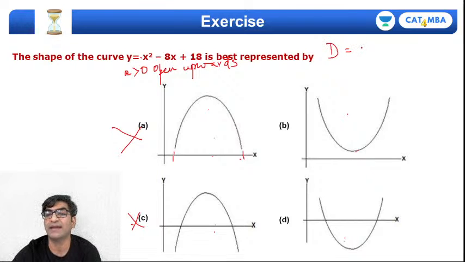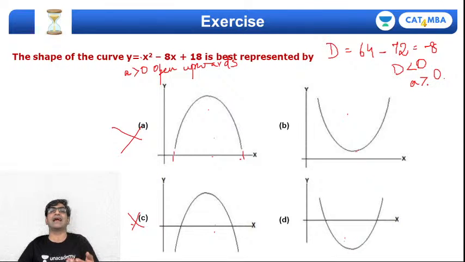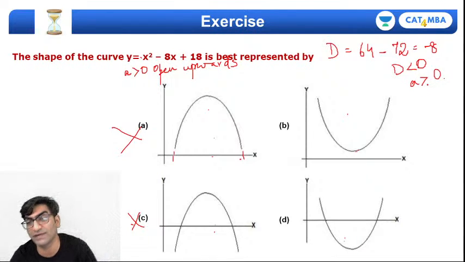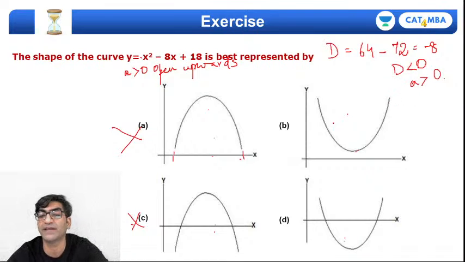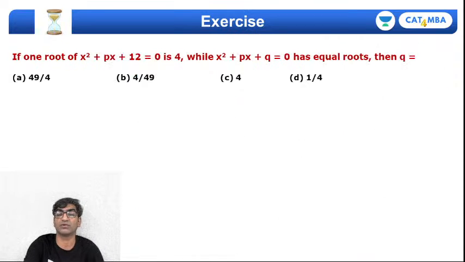Discriminant इसका क्या है? Minus 8 square, that's 64. Minus 4 into 1 into 18. 18 into 4 is 72, right? So I'm getting minus 8. And since D is negative and A is positive, I know that the curve will not intersect the x-axis. In fact, it will always lie above the x-axis. So above the x-axis, मतलब right answer here is B. Yeah. I hope that is making sense. I hope that you guys are able to figure this one out, right?